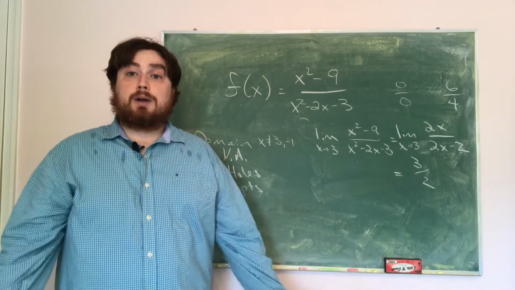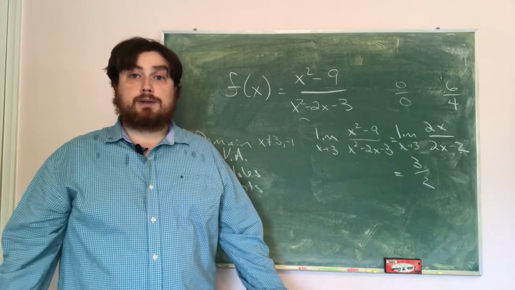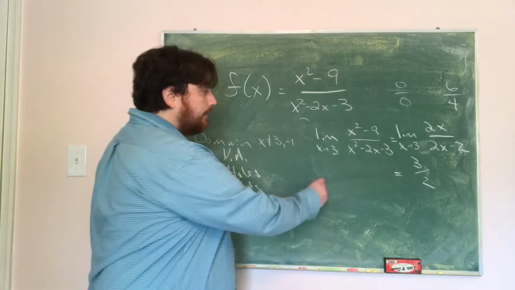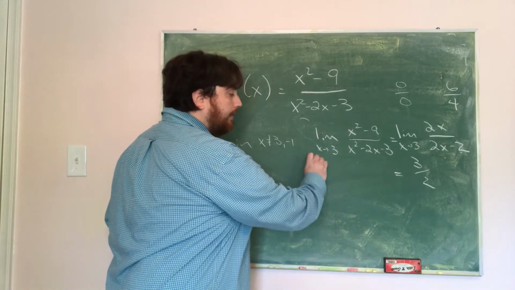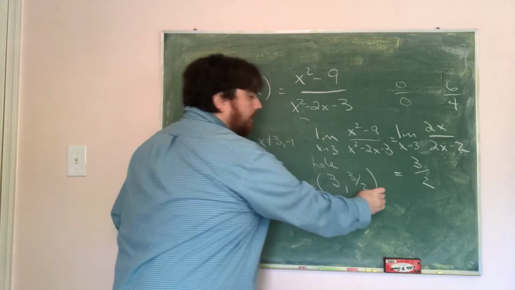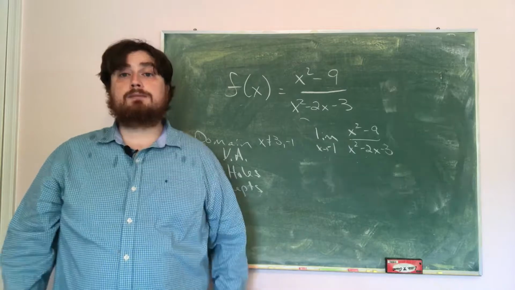Notice now that I got a number out, it means that my limit can't be plus or minus infinity, so I do not have a vertical asymptote here. So I must have a hole here. And so when we're graphing this, we're going to remember that we have a hole at the point 3 halves, and we want to make sure to actually plot that in as we're given the graph of the function.